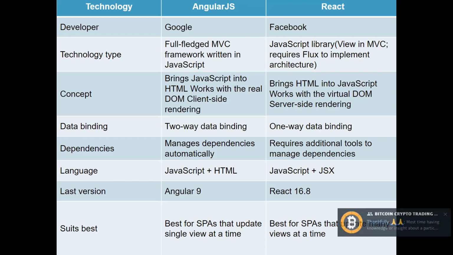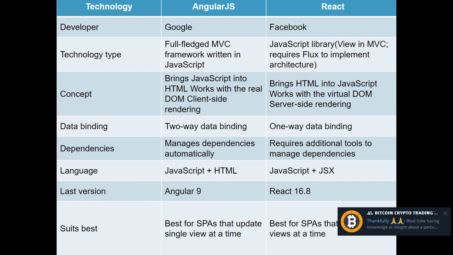With Angular, the dependencies are managed automatically, but with React, we have to manage the dependencies manually. We require some additional tools to manage them. Angular's latest version is 9, and React is, I believe, 17. It's not 16.8, it's 17. Angular is best suited for a full-fledged application with a single view, but for multi-view, React is popular.